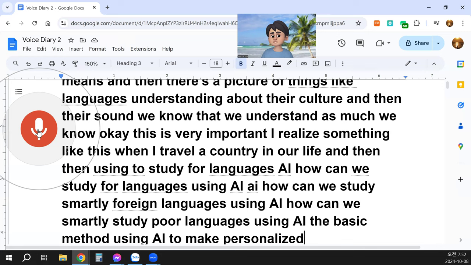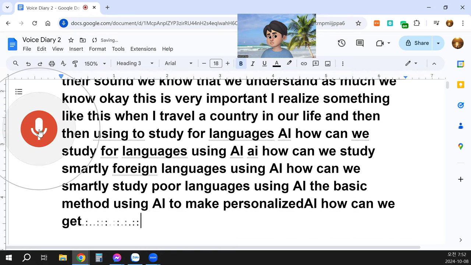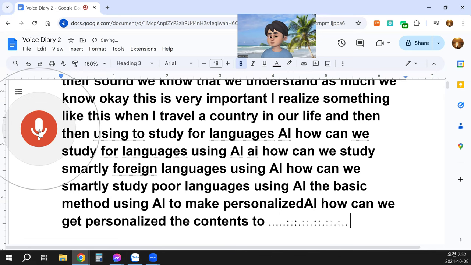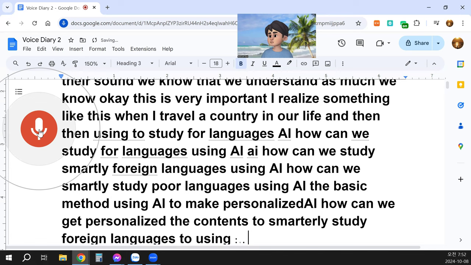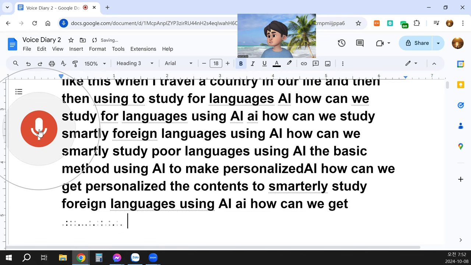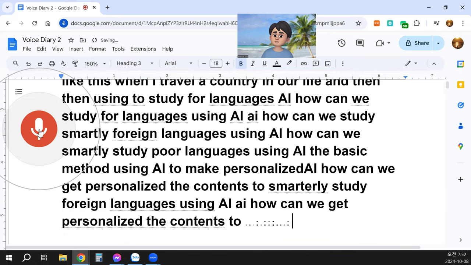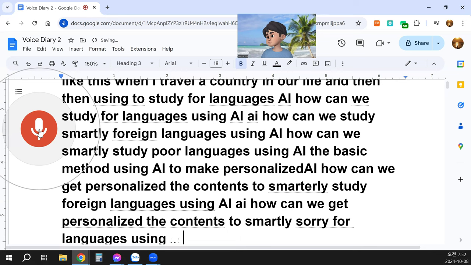AI, how can we get personalized content to study smartly foreign languages using AI? AI, how can we get personalized content to smartly study foreign languages using AI. AI, how can we get personalized content to smartly study foreign languages using AI? AI, how can we get personalized content to smartly study for languages using AI. Thank you.